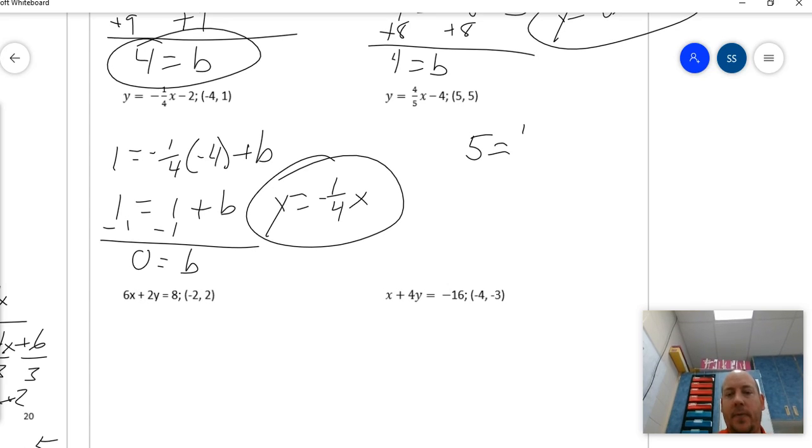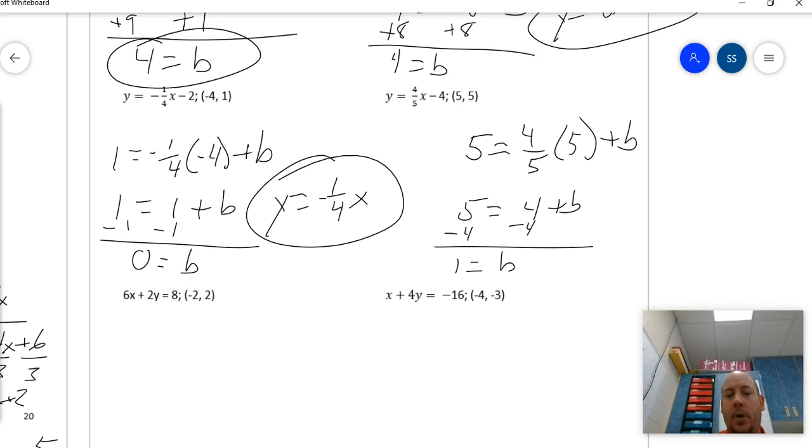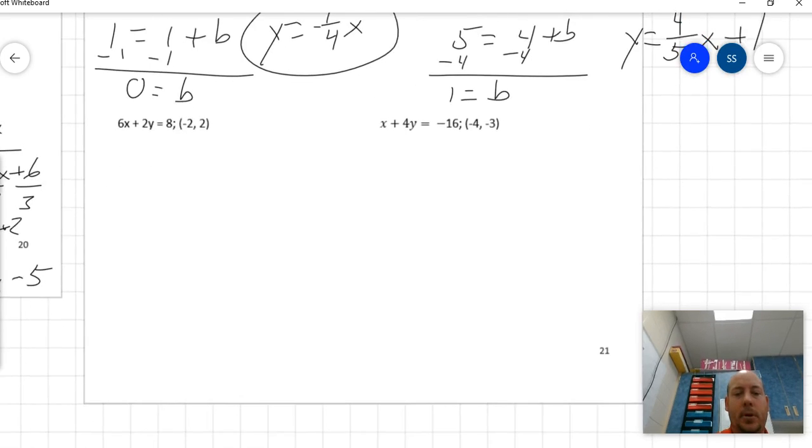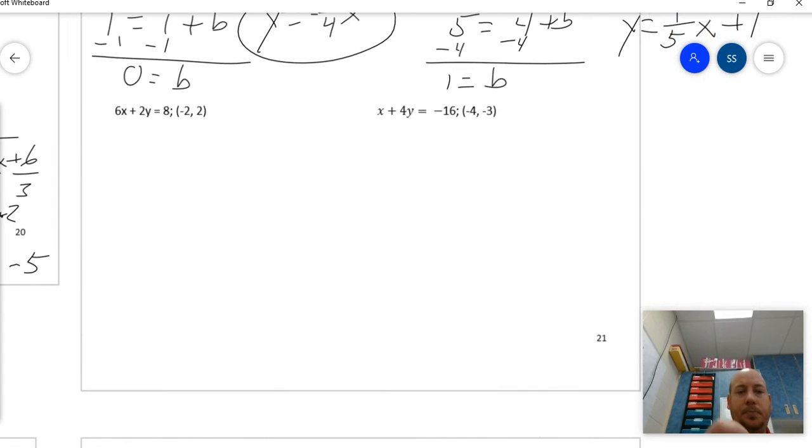Y value is 5. X value is also 5 plus b. So I'd have 5 equals 4 plus b. So your b would end up being 1. So your equation then becomes y equals 4/5 x. Again, the slope doesn't change. Plus 1, your new y-intercept. All right. Next one.